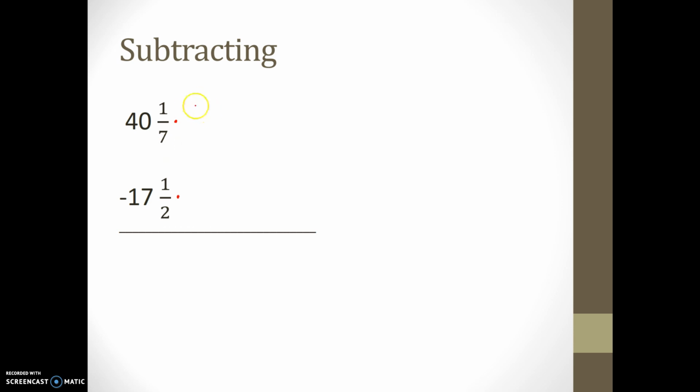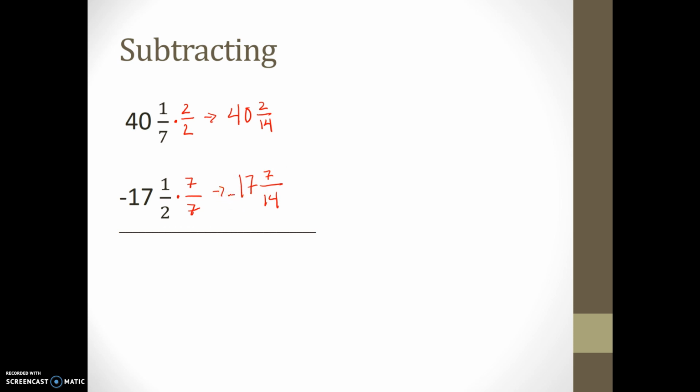So I'm going to multiply this top fraction by 2/2. And I'm going to multiply this bottom fraction by 7/7. So that gives me, up here in the minuend, 40 and 2/14. And down here in my subtrahend, I'm going to have 17 and 7/14.